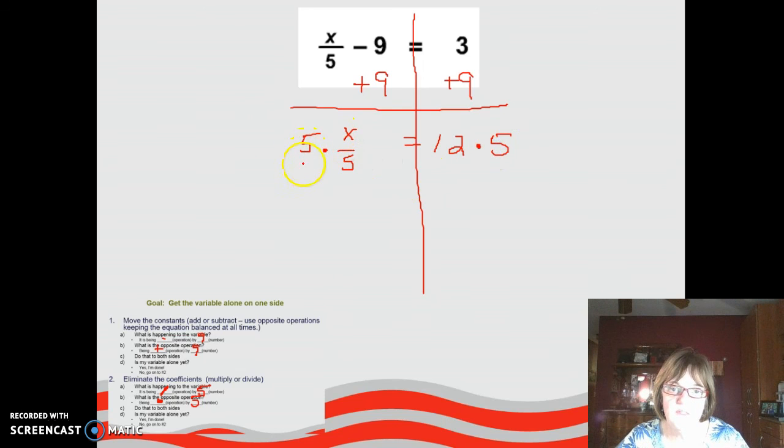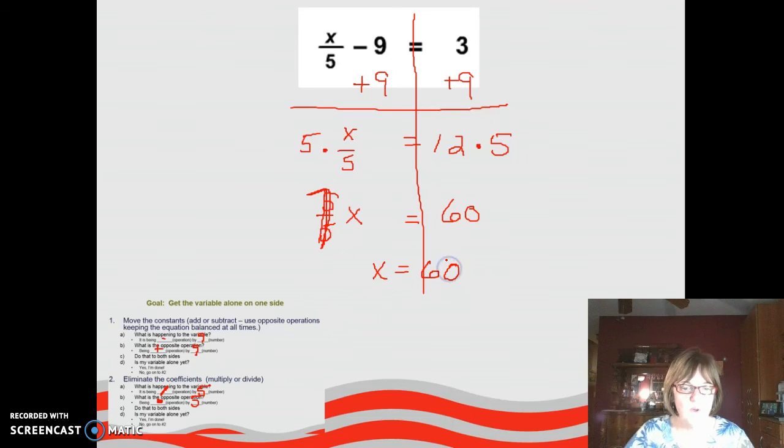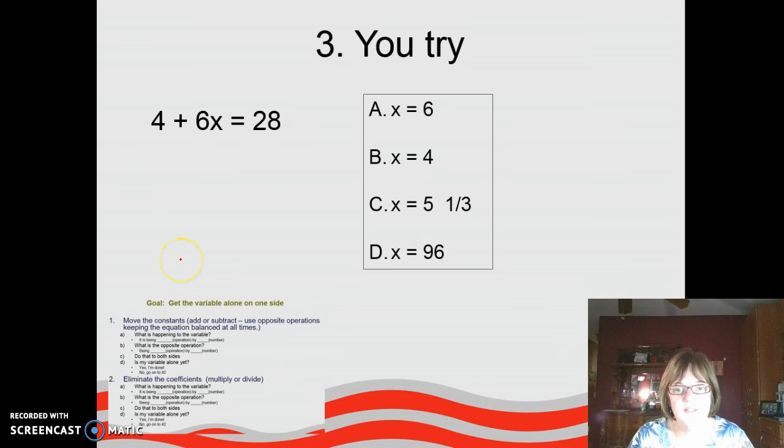That leaves us with 5 over 5 x, which is actually 1, right? That's a 1. And 12 times 5 is 60. So we end up with x equals 60. So we are finished with that problem. Let's go on and you try this one.